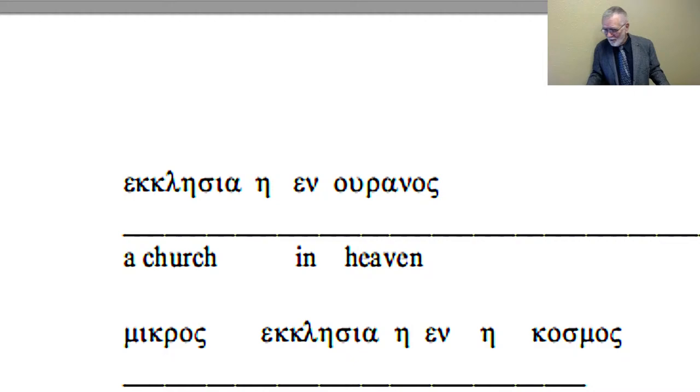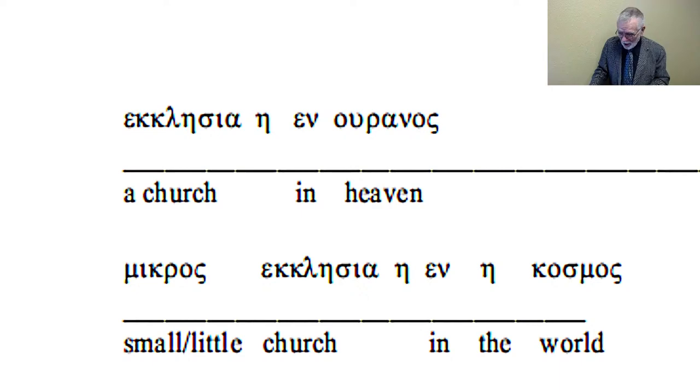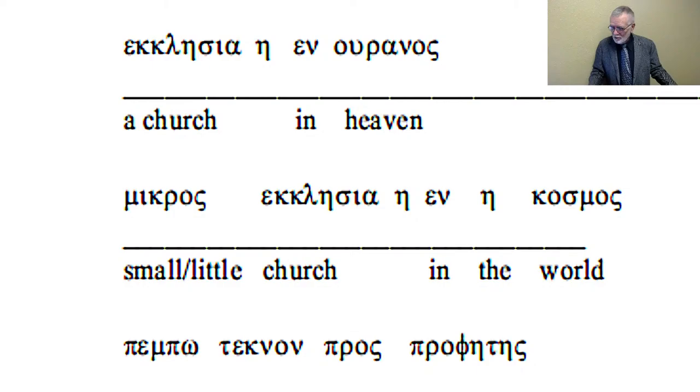So mikros means what? Small or tiny? Micro. Little. Micro. Small. Little. So mikros means small or little. Ecclesia, church. En, in. The article. Kosmos, world. A church in heaven, or a small or little church in the world.